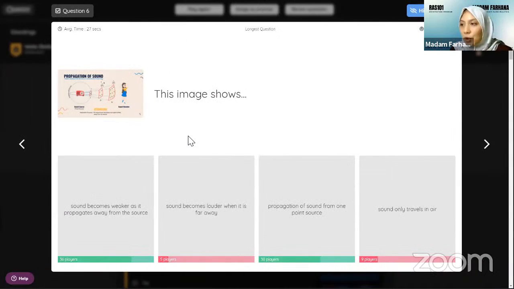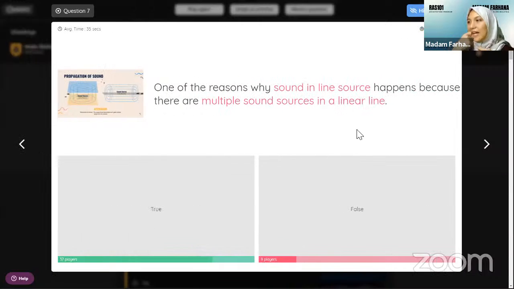So this image shows sound becomes weaker. I think we discussed this one already. This one. So one of the reasons why sound in line source happens is because there are multiple sound sources in a linear line. So of course it's true. So it's either there are a few points of sound source, or for example, your speaker is that shape, okay? It's a long speaker, for example. So of course, the source of the sound is in line shape.